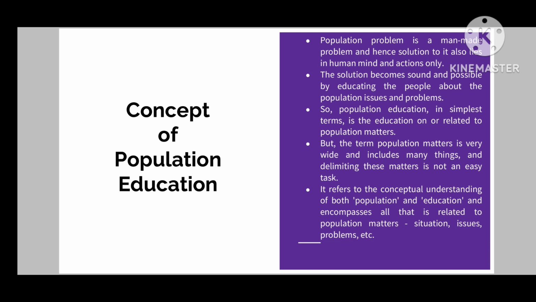So how can we solve this population issue? We can solve the population issue by educating the people. So population education in simplest terms is the education on or related to population matters. Population education means we have to educate the people about the population and its matters. But the term population matters is very wide and includes many things, and delimiting these matters is not an easy task. It refers to the conceptual understanding of both population and education, and encompasses all that is related to population matters, situation, issues, problems, etc.